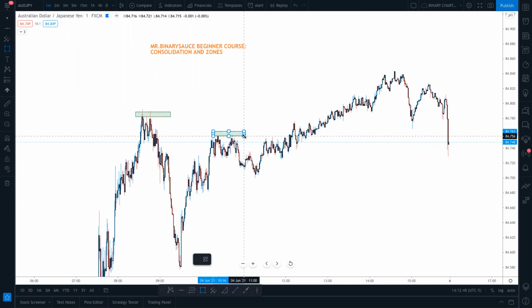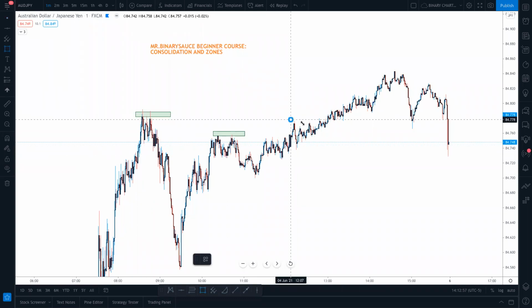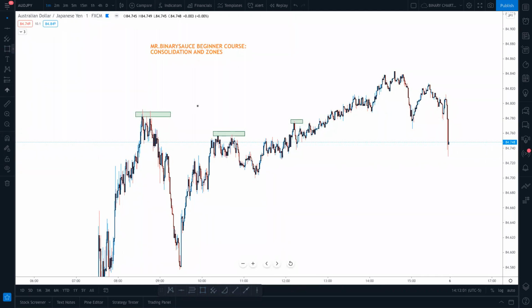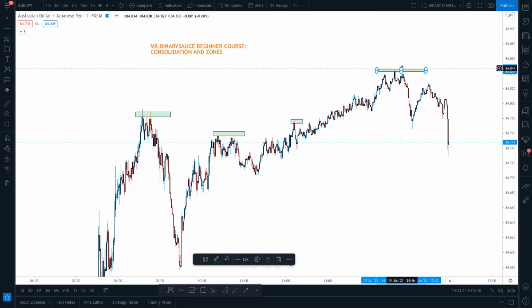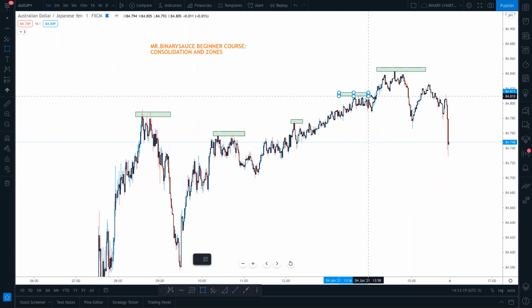As you see here, I'm going off of the candle bodies, not off of the wicks. The reason why is because the candle bodies are a solidified price versus the candle wicks are a test of price. It is testing that price. It is not solidified because it has wicked at that price. So to be more technical, we want to try to zone off of candle bodies, not wicks.